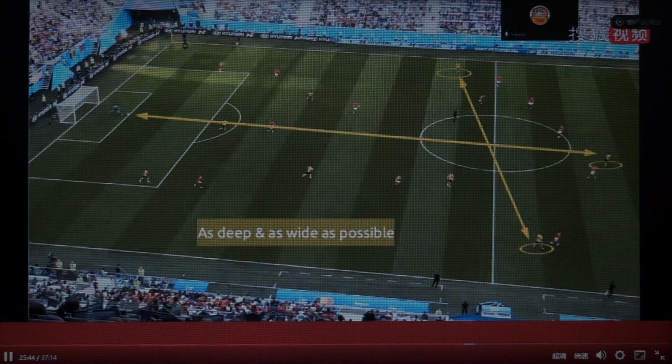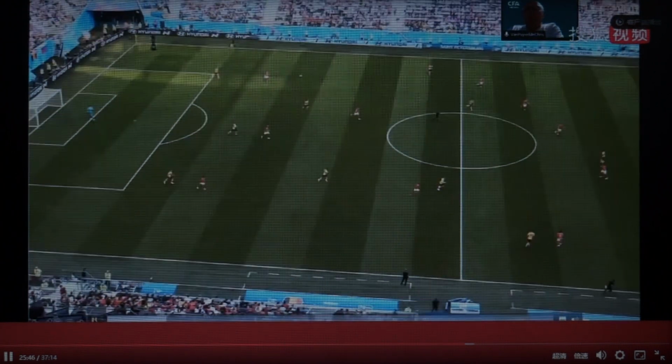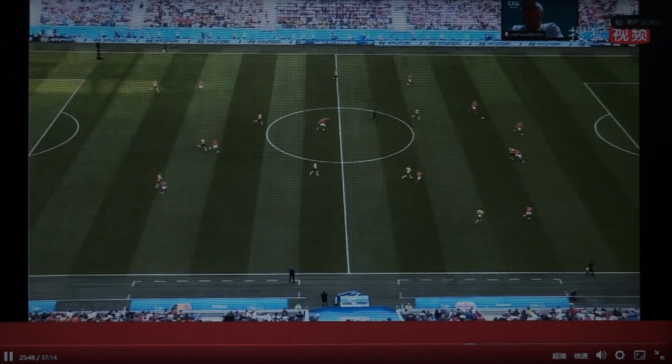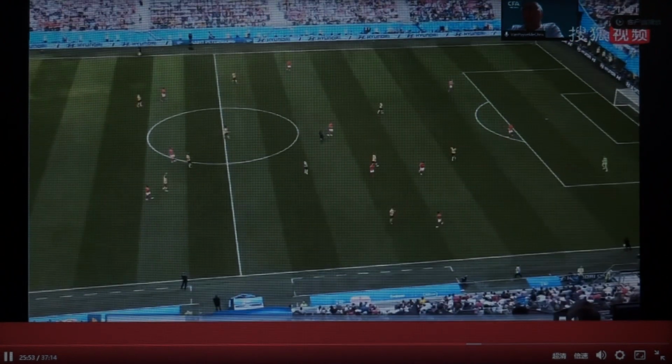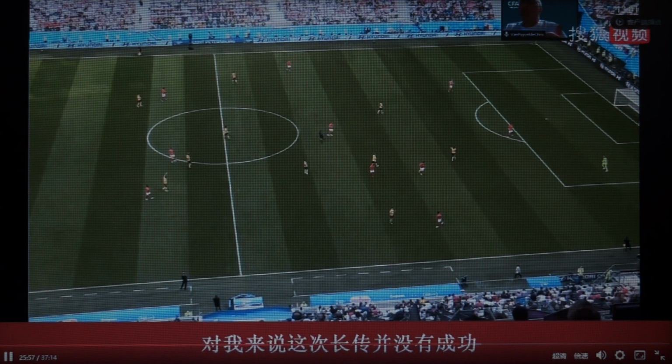Okay, next step. Long kick. Stop. What do you see? For me, this was not a good kick, because when I want this, I want that this kick is in front of Lukaku so he can protect the ball.